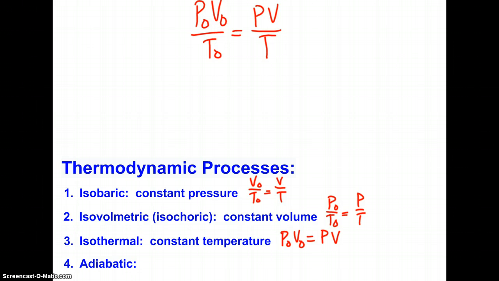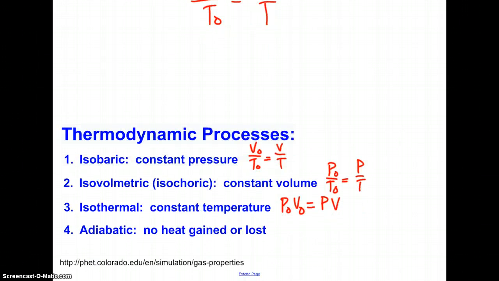Then our fourth possible thermodynamic process is called adiabatic. Adiabatic is when the gas neither gains nor loses heat. And you may ask, what's the difference between adiabatic and isothermal?